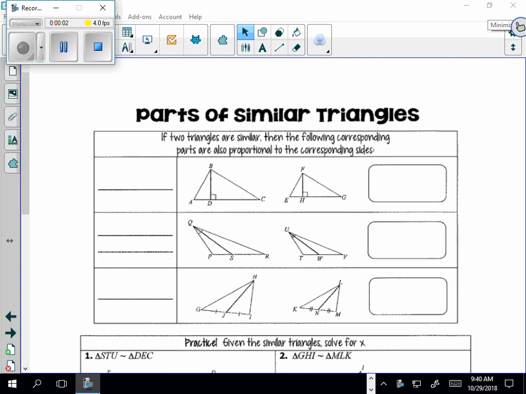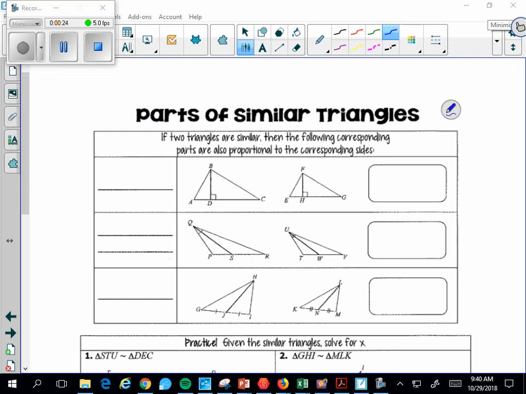One of the last things we're going to look at in this unit is, as this set of notes says, parts of similar triangles. If I have similar triangles, then there are different pieces of them that are also going to be proportional to corresponding sides. Some of those are vocab terms that we looked at in our congruent triangles unit. The first one we're going to talk about says right there: if two triangles are similar, then the following corresponding parts are also proportional to corresponding sides.